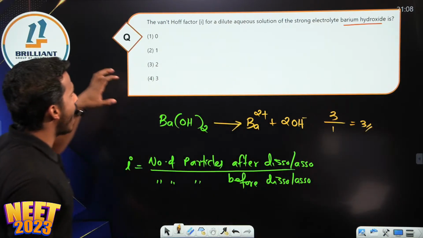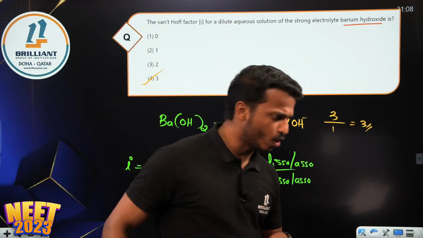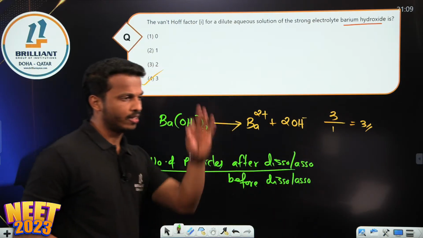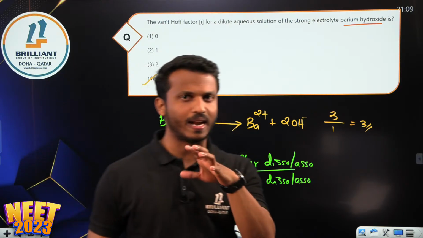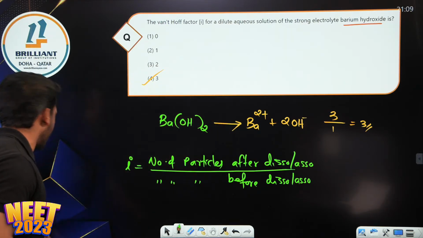So what is the i value of barium hydroxide? That is option 4, the answer is 3, right? I value 3. A simple question, but dear all, many Van't Hoff factor related questions were asked in the previous years. Careful, let's discuss everything.